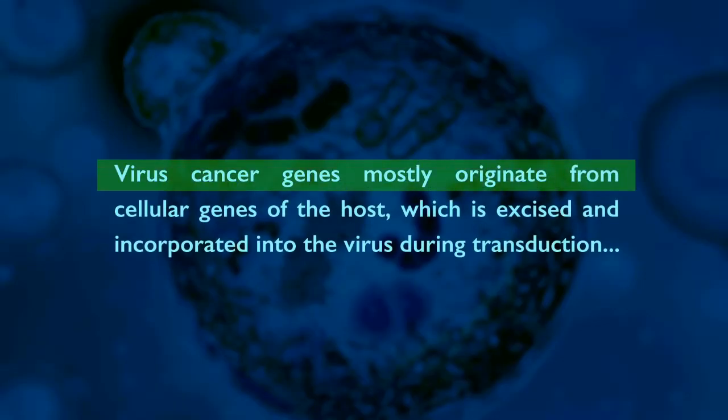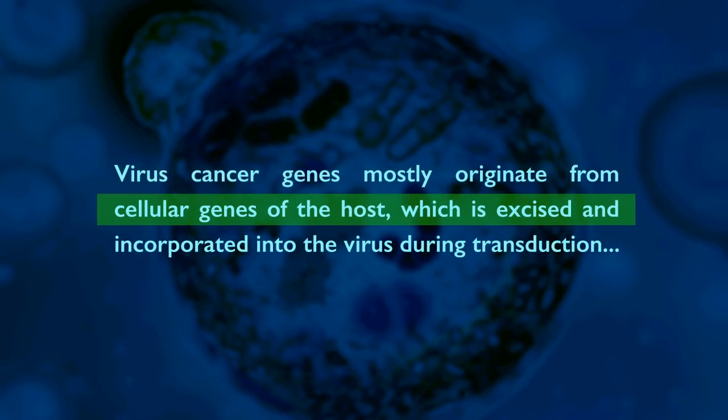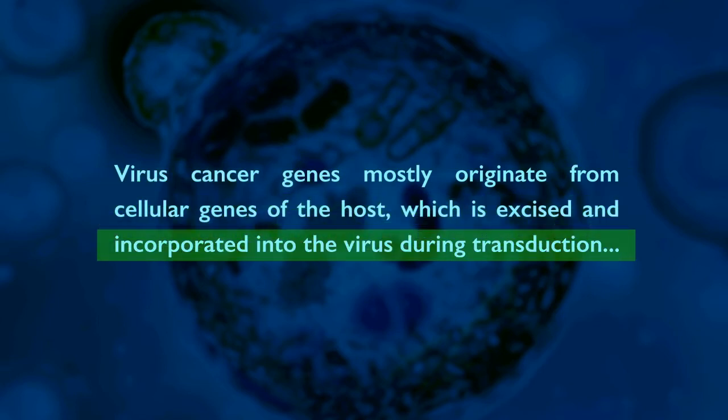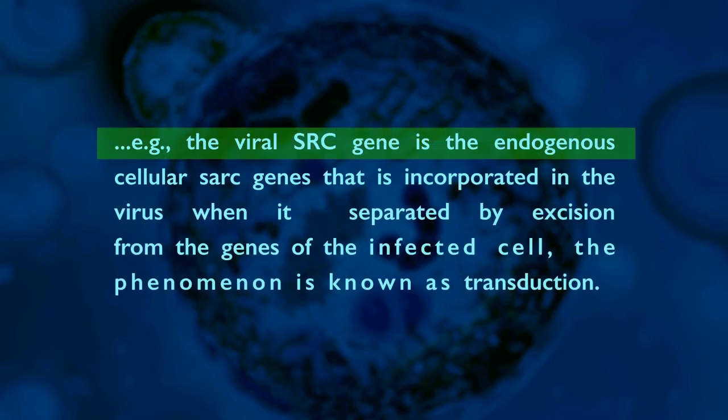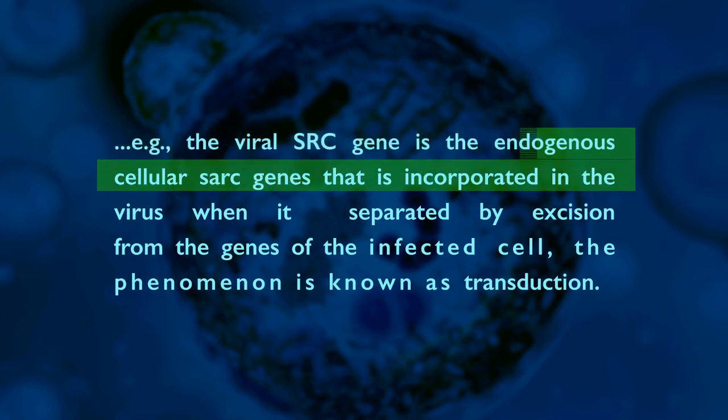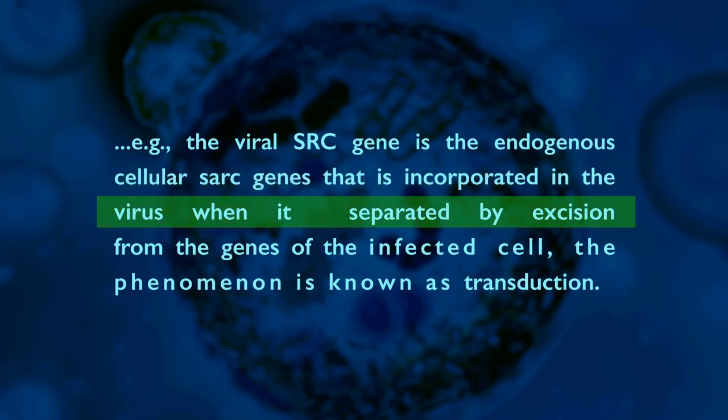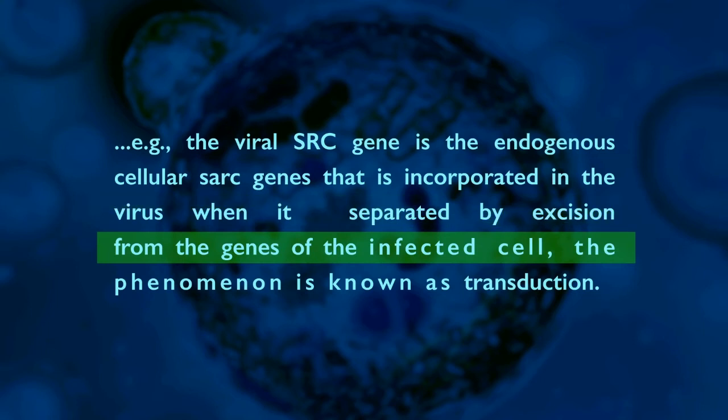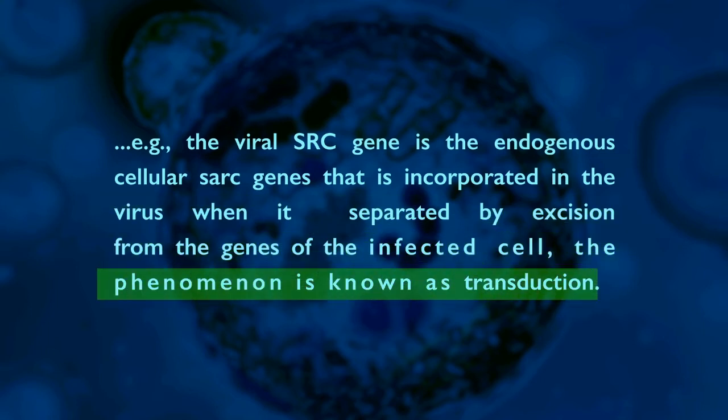Virus cancerogens mostly originate from cellular genes of the host, which are excised and incorporated into the virus during transduction. For example, the viral SRC gene is the endogenous cellular SRC gene that is incorporated in the virus when it is separated by excision from the genes of the infected cell. The phenomenon is known as transduction.